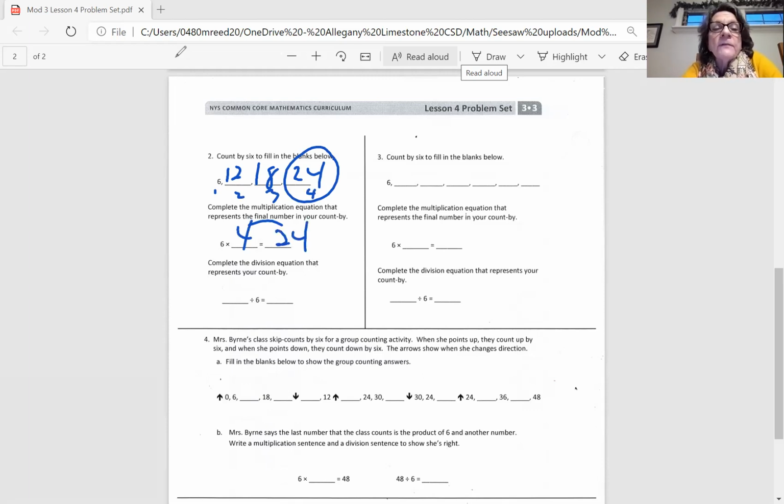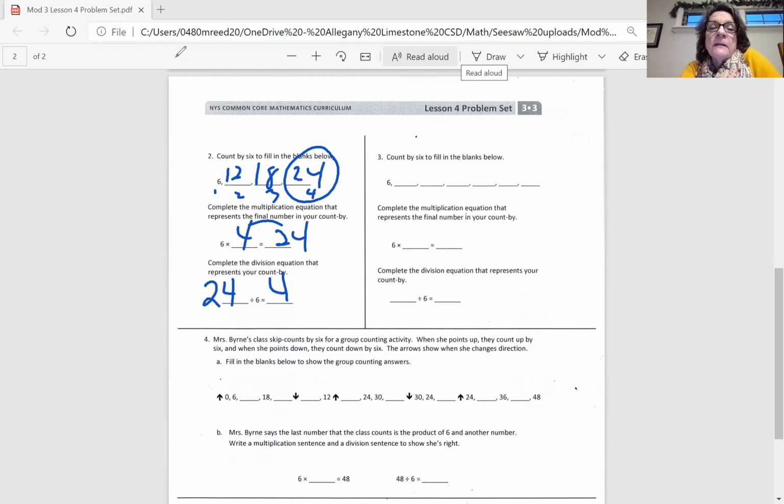Okay, now we have to complete the division equation that represents our count by. Remember, division always starts with the total. So since my total is 24, I'll start that with 24 for my division equation. 24 divided by 6. Again, I use my 6 skip counting. 6, 12, 18, 24. It takes 4 6s to get to 24. Okay, so that skip counting is a really great strategy for both multiplication and division.